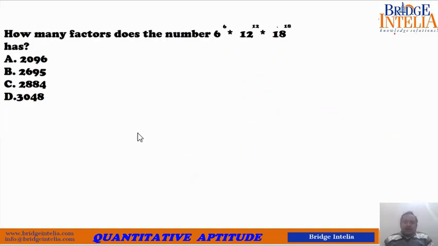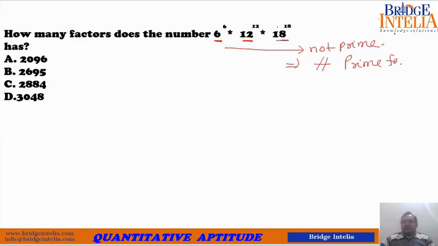Okay, now this question: how many factors does this number have? If you look carefully, 6 is not a prime number, 12 is also not a prime number, 18 is also not a prime number. So these are not prime numbers. It means this is not prime factorization.